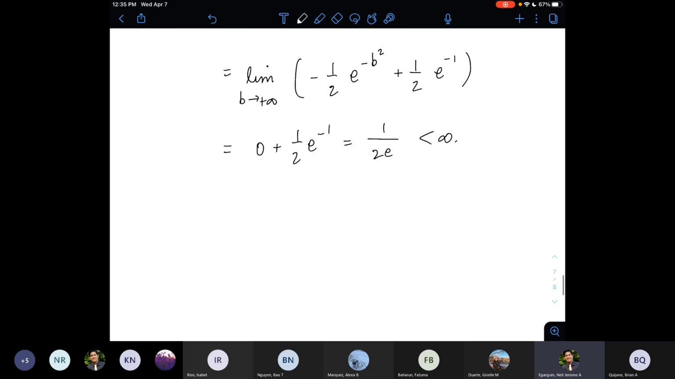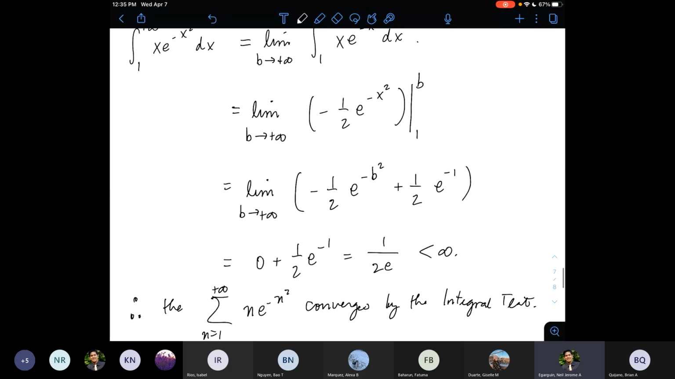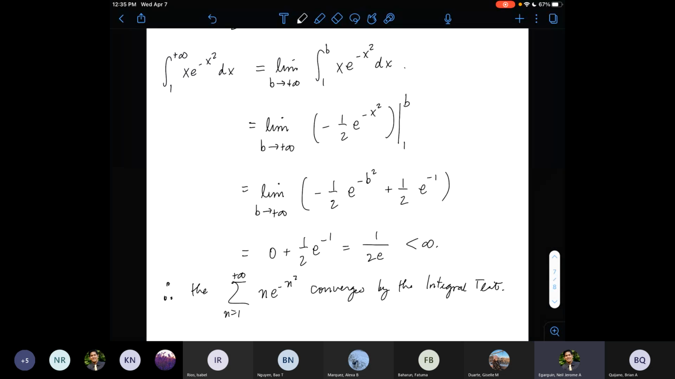Right? So therefore, the given series converges by the integral test, right? Because here we saw that the improper integral converges, and so will the given series.